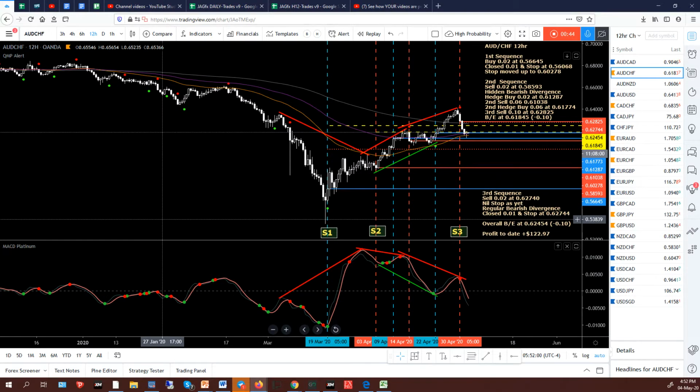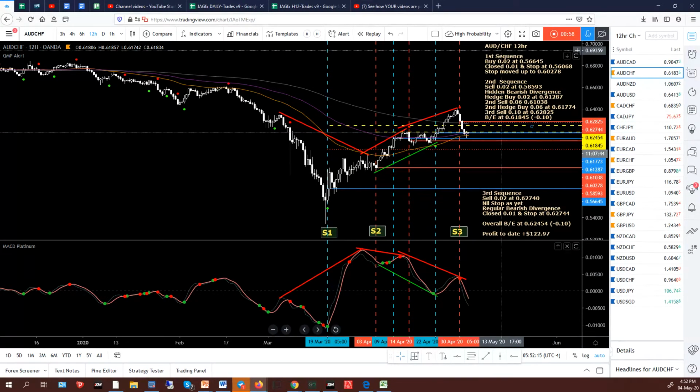All right, let's have a look at the charts here. This is my watch list on the right. This is all the 12-hour high probability charts. Ones in blue are ones I've currently got trades on. If there's no highlight, it means no trades. If it's in orange, it's something I'm going to talk about in this video. So we'll start with the Oz Swiss.